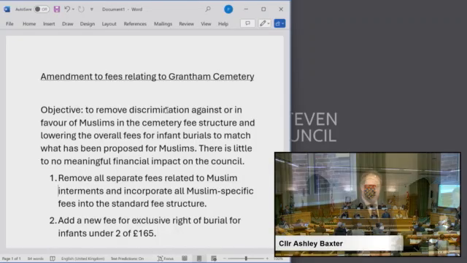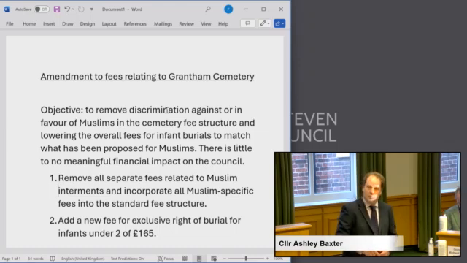The bit that I heard the most was that we've only had 4 Muslim burials in South Kesteven in the last 5 years. Okay. And your proposal, Councillor Knight, is to increase the cost of a Muslim burial.